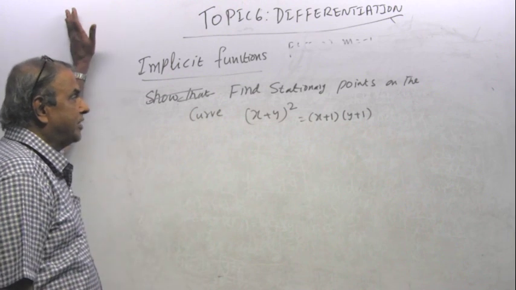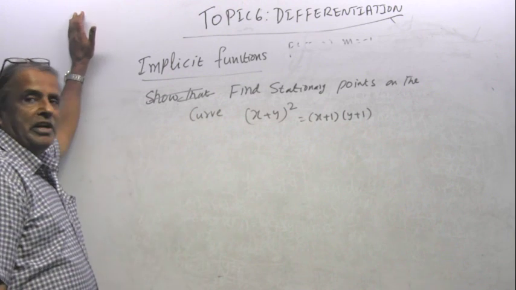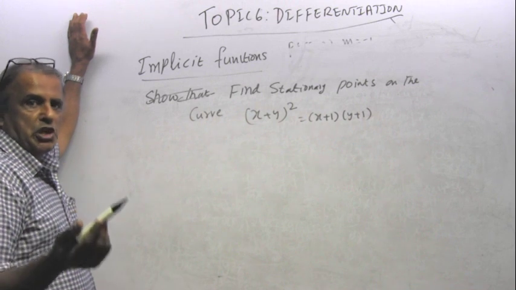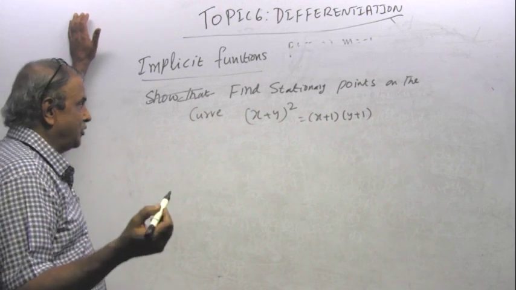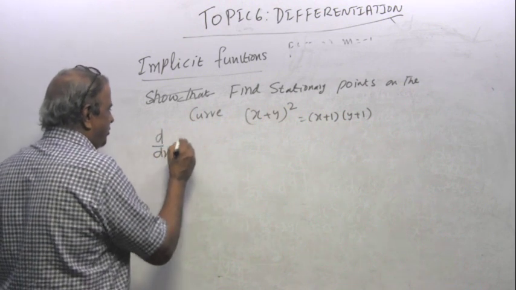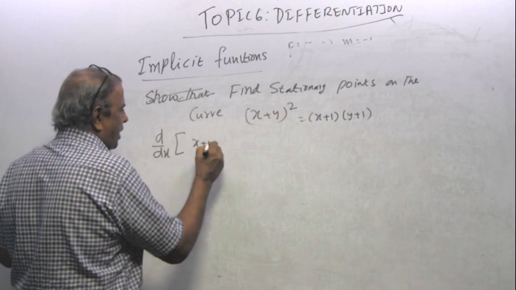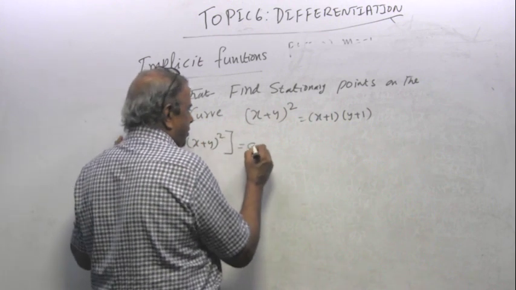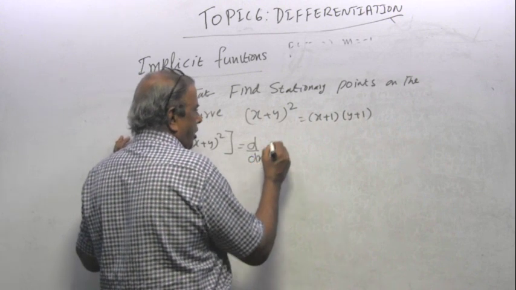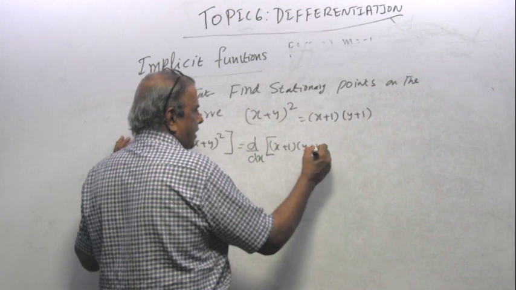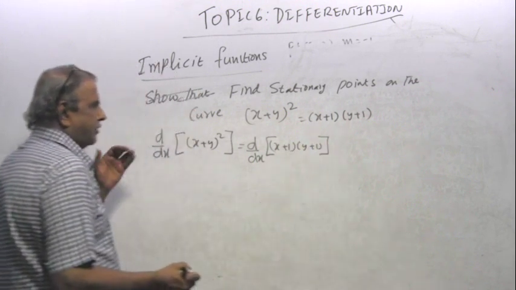Now, stationary point. How do you find stationary points? dy/dx must be 0. Yeah? So I need to differentiate. So d/dx of (x plus y) the whole squared is equal to d/dx of (x plus 1) times (y plus 1). Yeah?